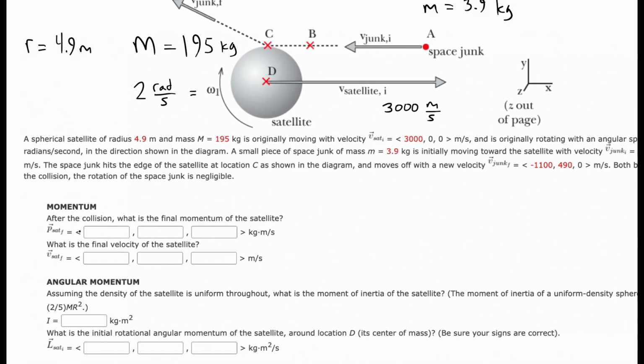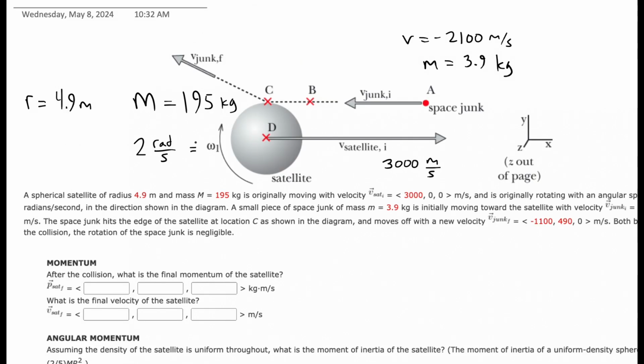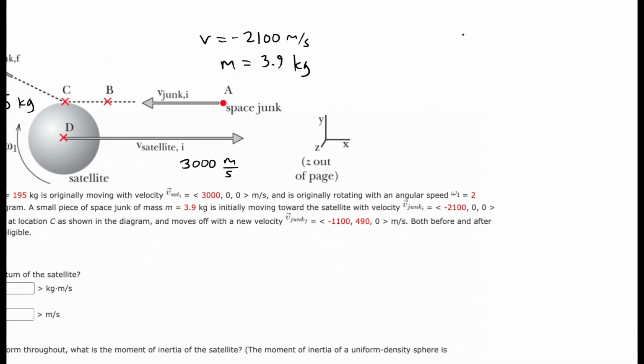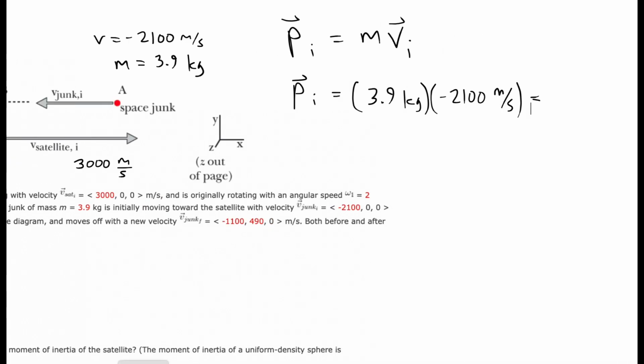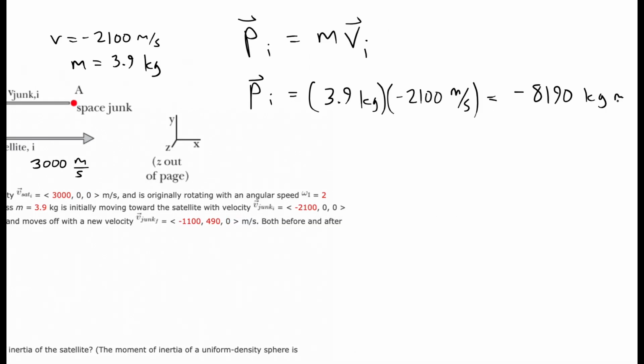So first they ask for what is going to be the final momentum of that satellite. Alright, so first of all, we have to figure out what momentum the space junk is going to have. So let's find that. It'll be Pi equals m times Vi. So initial momentum then of the space junk will be found by multiplying your mass times your velocity. So let's get that. I get negative 8190 kilogram meters per second.